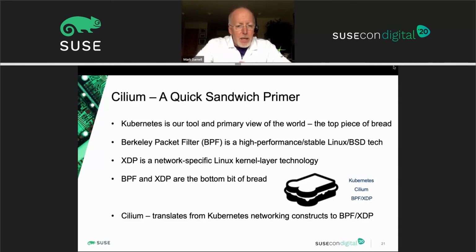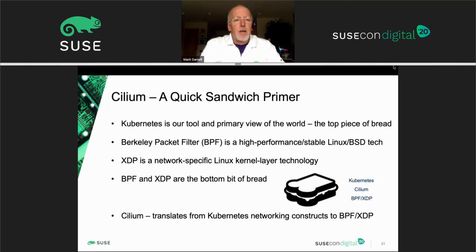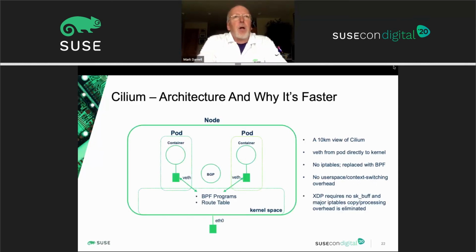So BPF and XDP, the bottom layers of this, are the bottom bit of bread holding your sandwich up. Cilium, it's the meat in the middle. It translates from these Kubernetes networking constructs to BPF and XDP. So Cilium is very much a Kubernetes-specific representation or exploitation of BPF and XDP, which is the bottom layer of the stack. All right, let's take a look at a picture.